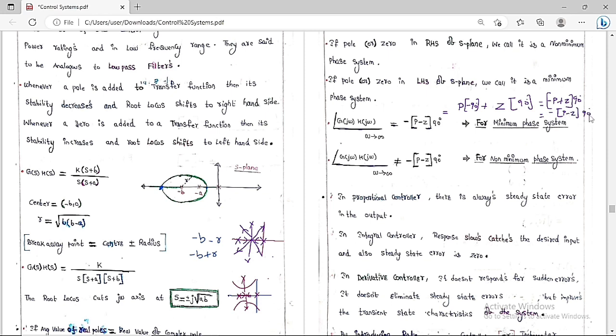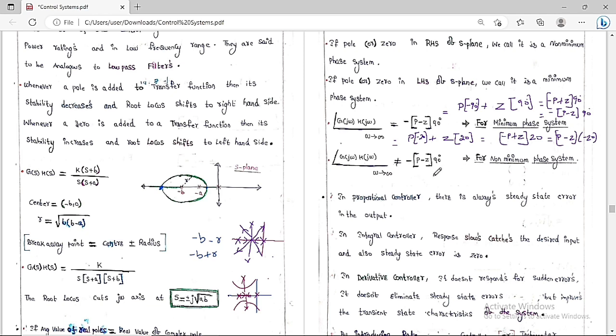Suppose they ask what is the final slope of G(s)H(s) as omega tends to infinity in the case of a Bode plot. It is the same thing. There are p poles and z zeros. Each pole contributes minus 20 dB per decade, and each zero contributes plus 20 dB per decade. So we get minus (p plus z) into 20 dB per decade, or if you take minus common, (p minus z) into minus 20 dB per decade. In any way you write, we get the same result. So this we can say in an exact manner.